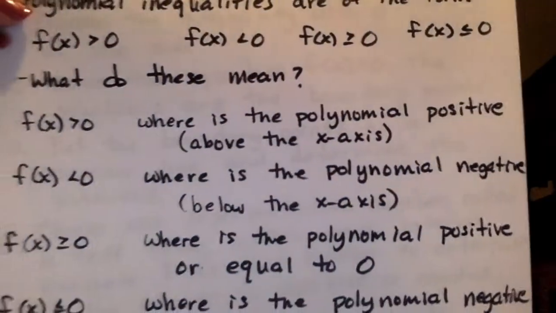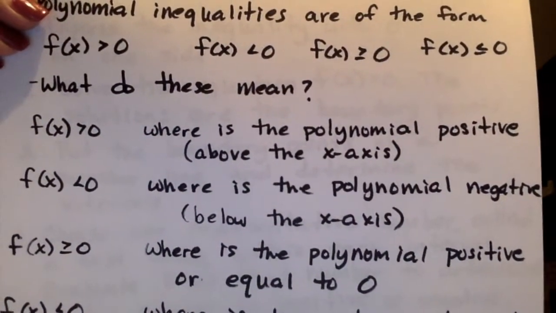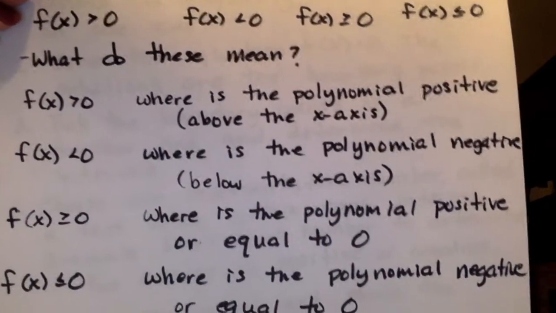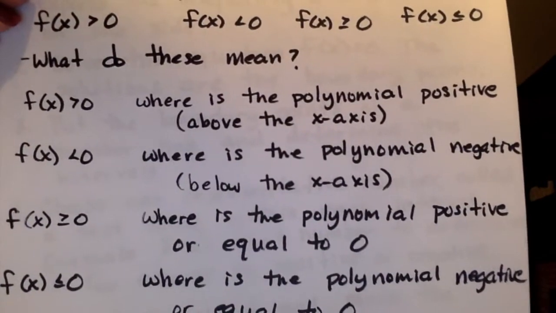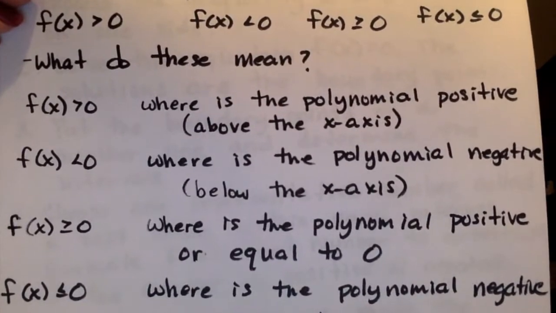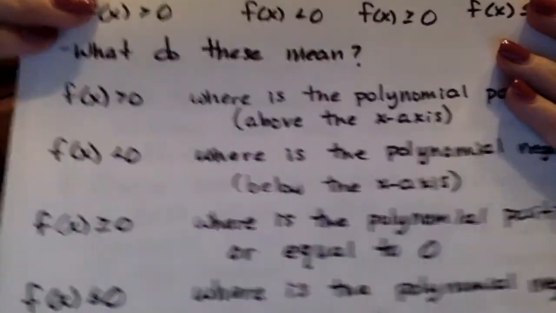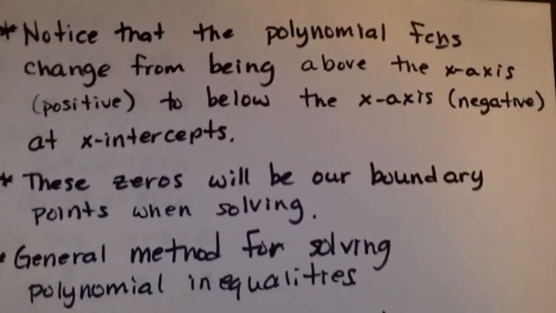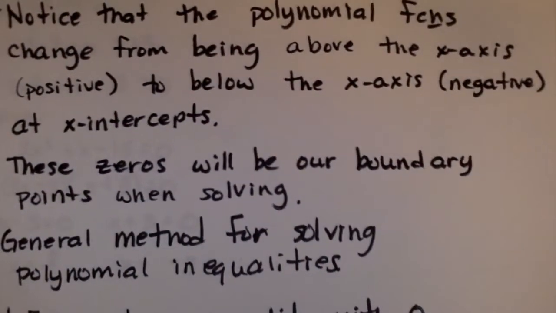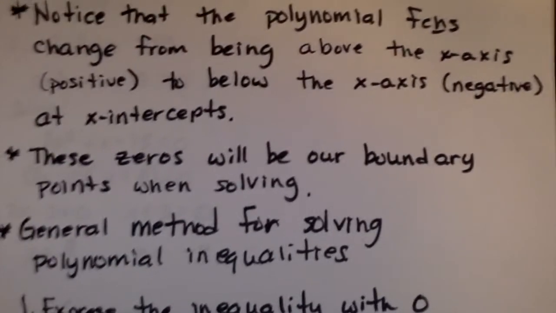Where is the polynomial greater than or equal to 0? Where is it above the x-axis, or where is it actually on the x-axis? Okay, so that's going to be important. And finally, if f of x is less than or equal to 0, I want to know where the polynomial is negative, or where it is equal to 0, meaning where it is below the x-axis, or on the x-axis. Okay, so we'll notice that the polynomial functions change from being above the x-axis to below the x-axis, or from positive to negative, at the x-intercepts.